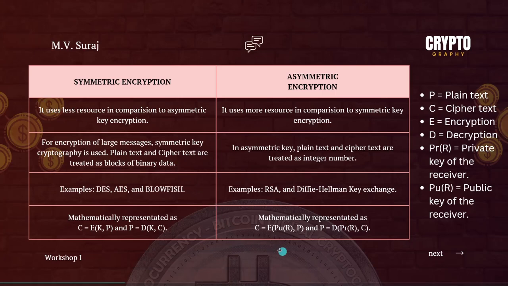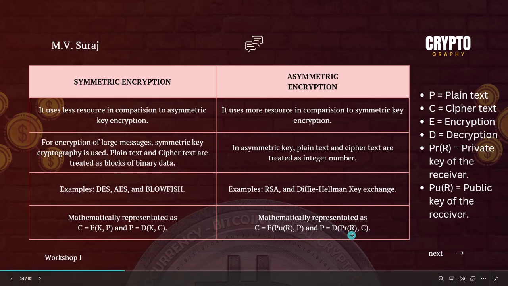Okay, sorry, my bad. So to get the ciphertext, you would basically encrypt the plain text with the receiver's public key. So PU, R, is the public key of the receiver, P is the plain text, and E is the encryption. Sorry, I made a small wording mistake. So to get the ciphertext, you would encrypt the plain text with the public key of the receiver, and to get the plain text, you would decrypt the ciphertext with the private key of the receiver. So yeah, that's basically what the mathematical representation of the asymmetric encryption means.